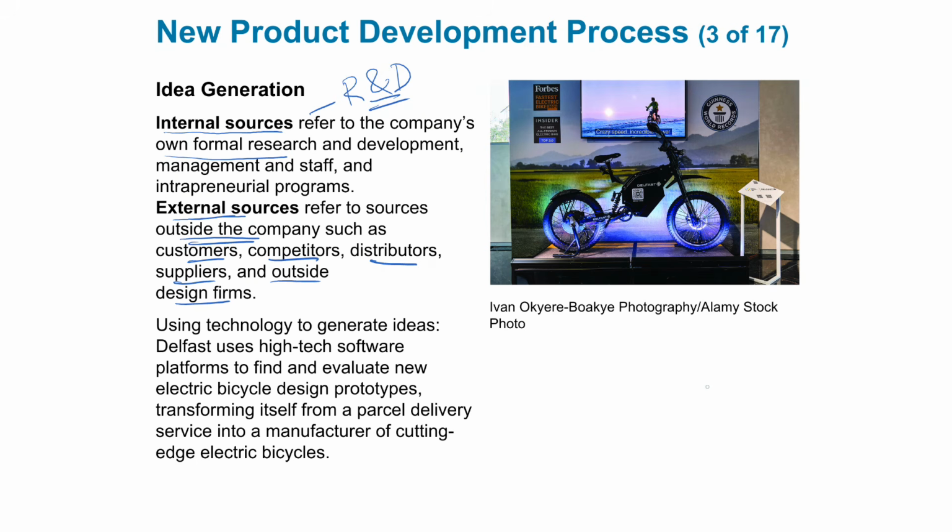An example of that is given in the photo of a company, the Delfast company, which is innovative in coming up with high-tech software platforms to find and evaluate new electric bike designs and prototypes, transforming itself from a parcel delivery service into a manufacturer of cutting-edge electric bicycles. So that is just an example of a company and how they generate ideas.